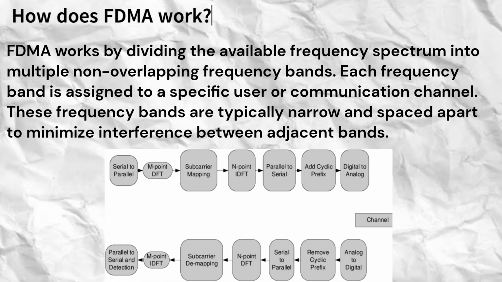How does FDMA work? Frequency division. FDMA works by dividing the available frequency spectrum into multiple non-overlapping frequency bands. Each frequency band is assigned to a specific user or communication channel. These frequency bands are typically narrow and spaced apart to minimize interference between adjacent bands.